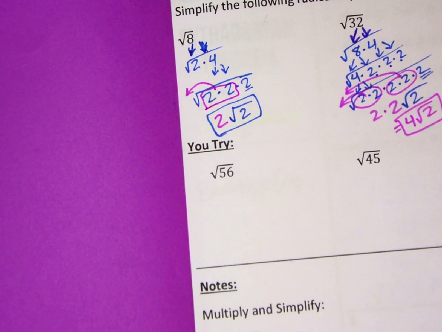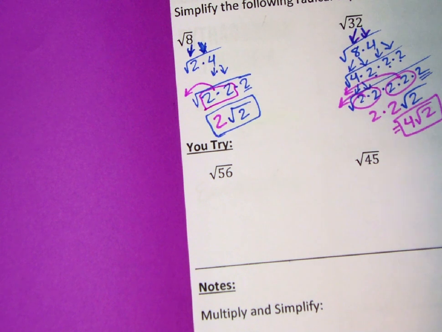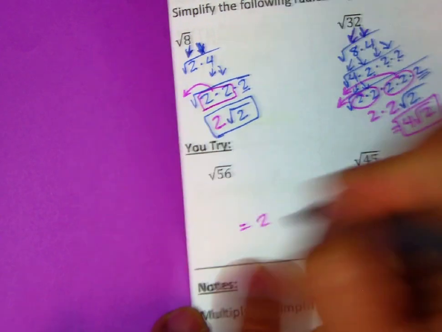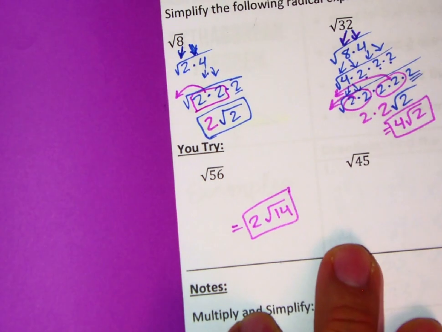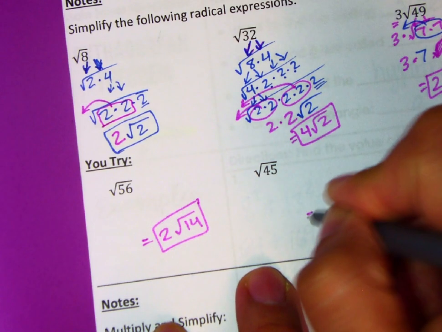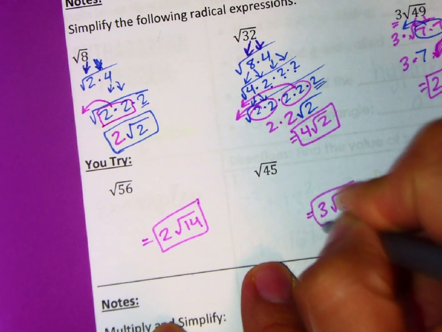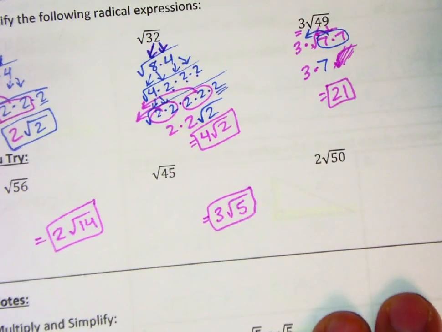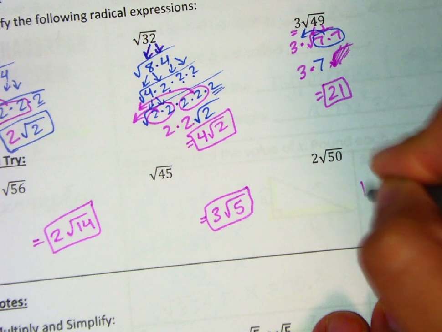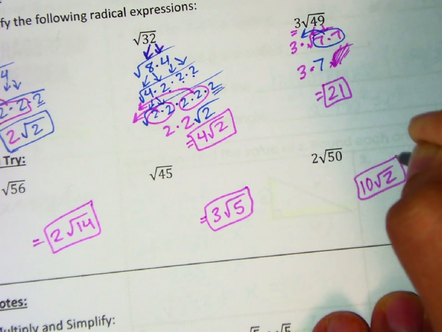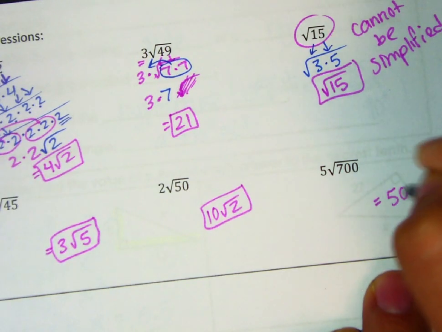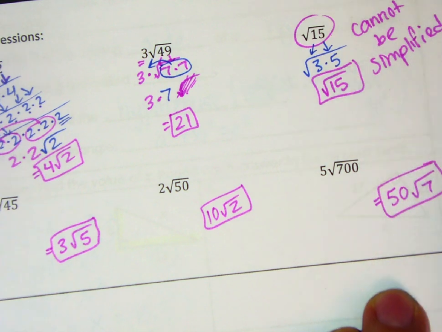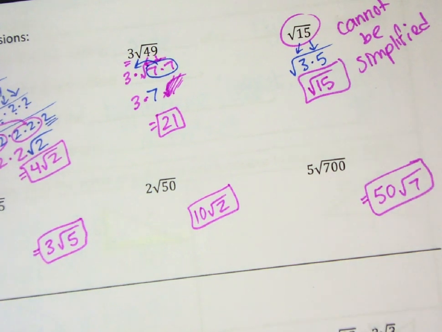So hopefully you're watching the video now after you try these problems. The answer you will get for square root of 56 would be 2 square root of 14. For the next one, square root of 45, the answer you will get is 3 square root of 5. And then for the next one, you would have broken it down into 10 square root of 2. And the last one, this would have become 50 square root of 7. Okay, so if you need further explanations on these, come and see me in class.